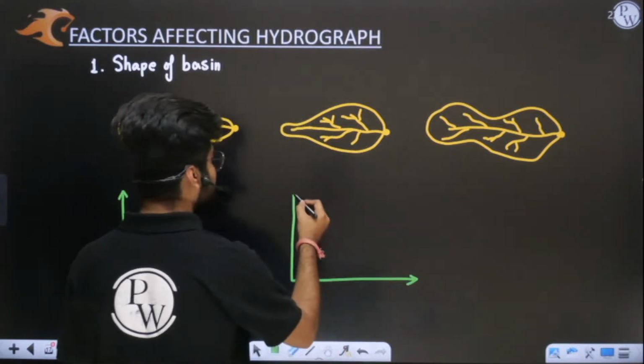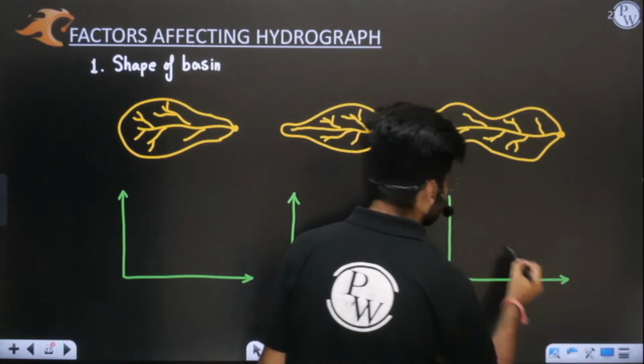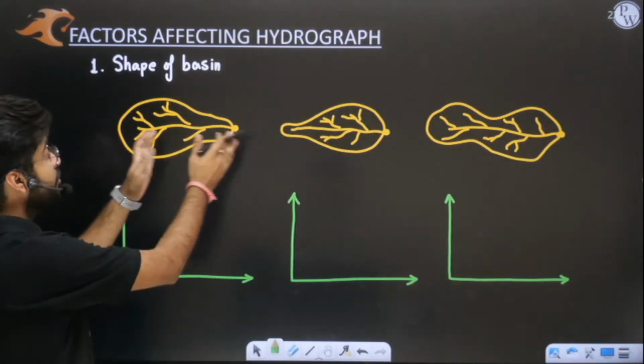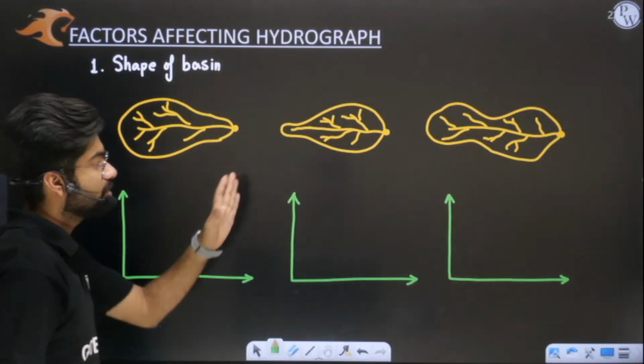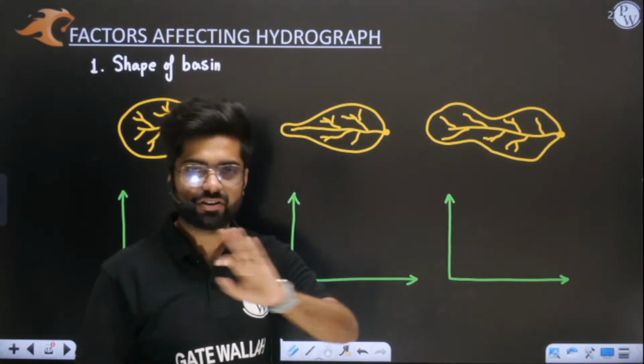We can see that the shape of the hydrograph is different in all the cases. The shape of the basin is different in all the cases. Yes or no? Yes, it is different in all the cases.